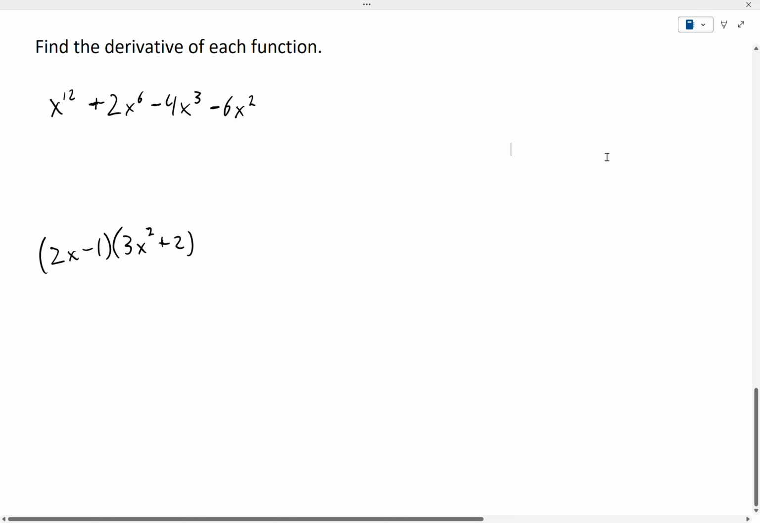This video we're going to be finding the derivative of a couple of different functions. So these ones are pretty simple. Start off with the first one here. We're looking for the derivative of this function.